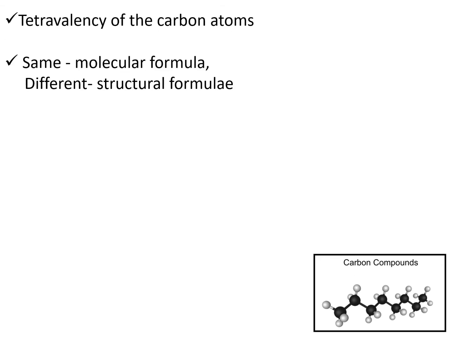So the tetravalency of carbon atoms is completed. We get two different structural formulas, and when the hydrogen atoms are joined, they complete the tetravalency of the carbon atom. The molecular formula is the same, but the structural formula is different. Like we saw in butane, there were two different structural formulas, but when we counted the number of hydrogen and carbon atoms, we got the same molecular formula, that is C4H10.